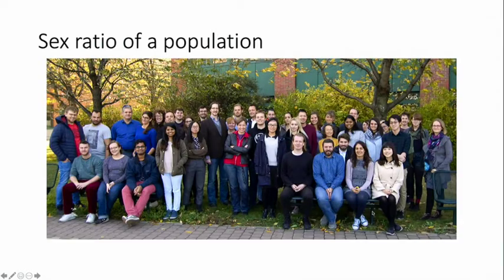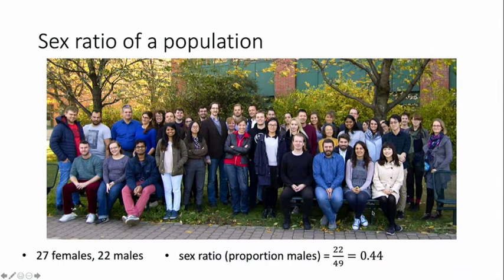Then, if we talk about the sex ratio of a population, you can look at it like this. You take a random sample of a population, which I did here, and then you determine the sex of all the members. And I did that using a handy tool called the website. So I just counted the number of males and females in your institute, and I came to 27 females and 22 males. Not sure if that's correct, but this serves as an example. The sex ratio then, and in this talk we'll be talking about the proportion of males in the population, is 22/49, so it's about 0.44. That's very close to 0.5, so very close to 50-50.